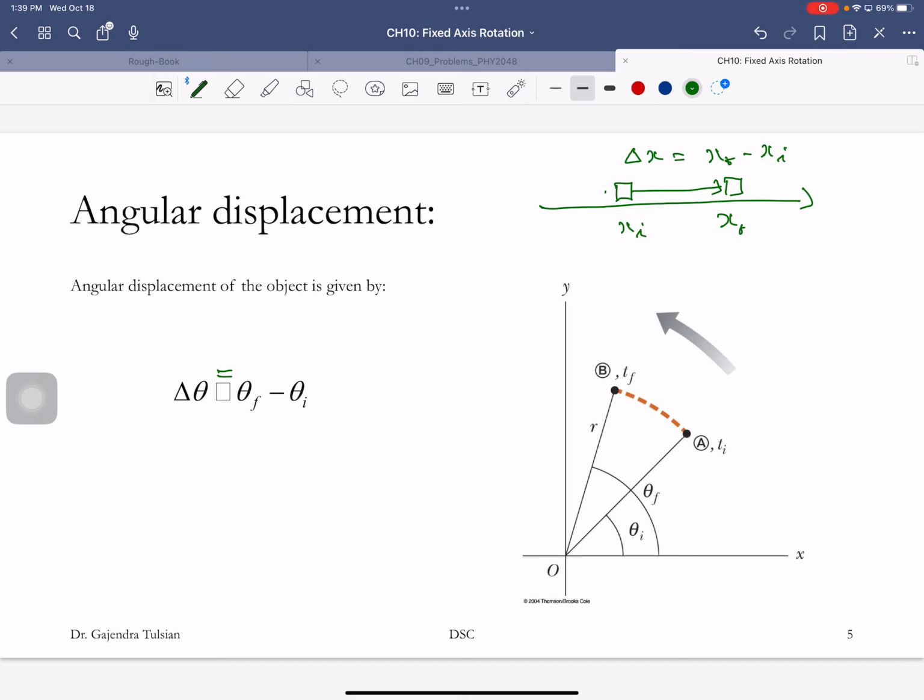I redid the slides and it didn't render properly. Okay, I'll fix that and repost them.